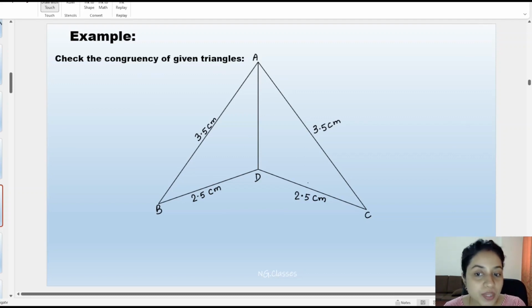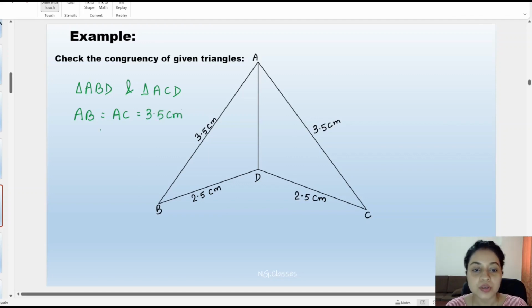So let's see how many triangles we can see over here. We can see two triangles, right? Triangle ABD and triangle ACD. Let's write it. Here we have two triangles, triangle ABD and triangle ACD. In these two triangles, we can clearly see in the figure that side AB is equal to side AC. Both are 3.5 centimeters.